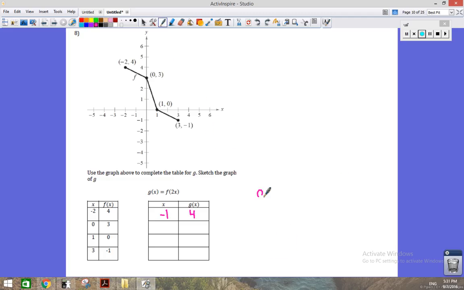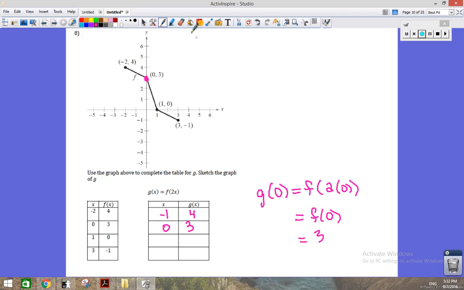Here, if I evaluate this function G at 0, then f of 2 times 0 is f evaluated at 0, which we know to be 3. So that point, 0, 3, that's a point on the graph of f, is also going to be a point on the graph of G. It wasn't transformed at all.